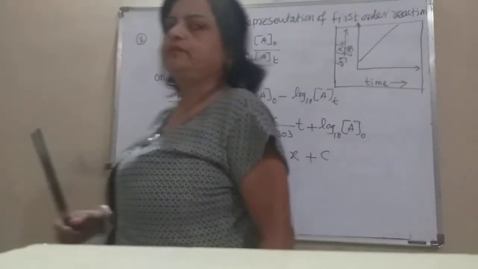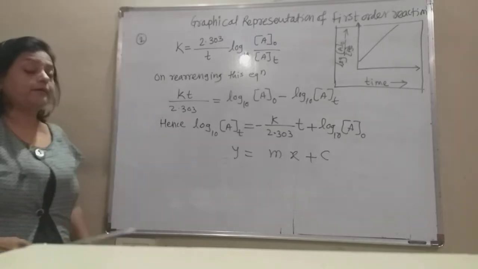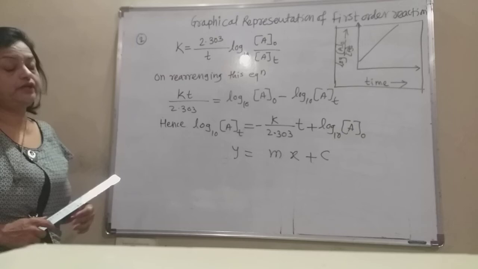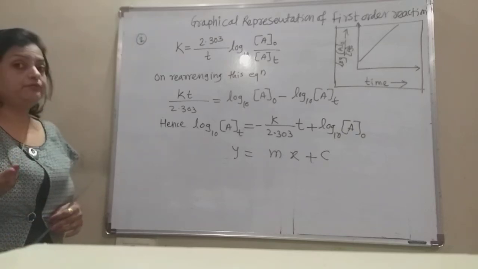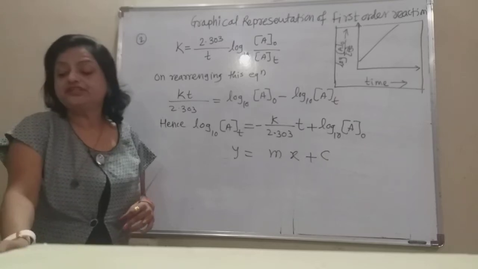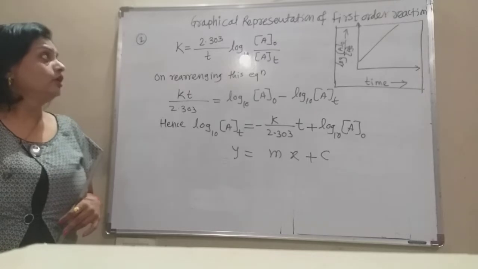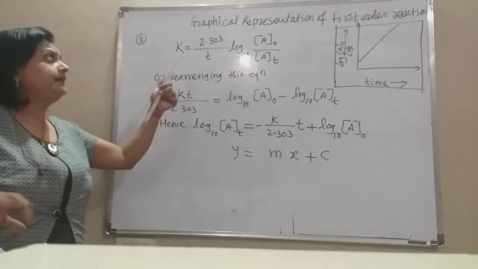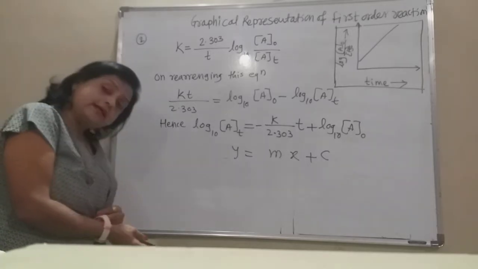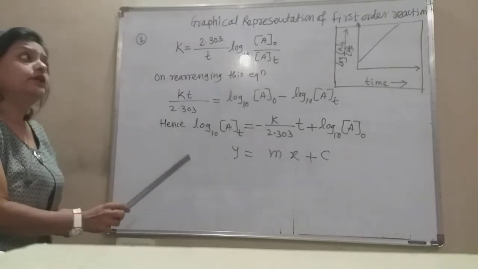Now this is the second form. Now the graphical representation of first order reaction. In the first form, we see that if we plot the graph of rate versus concentration, it is a straight line graph passing through the origin. Now this is our integrated rate law of first order reaction. From that we can give another graphical representation, the second graphical representation of the first order reaction.